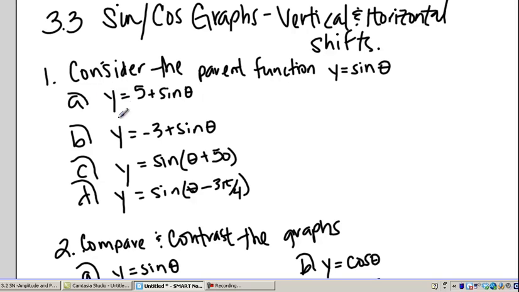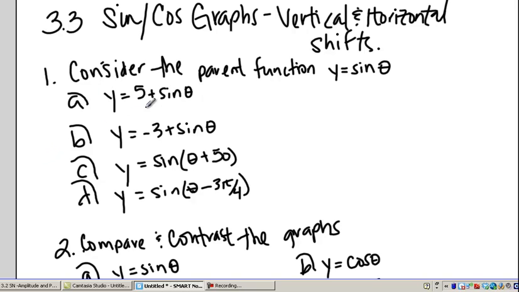Okay, so yesterday we were talking about amplitude and period. Amplitude stretches or compresses the graph vertically, and our period stretches or compresses it horizontally. Now we're talking about actually shifting the graph. So problem number one, consider the parent function y equals sine of theta.